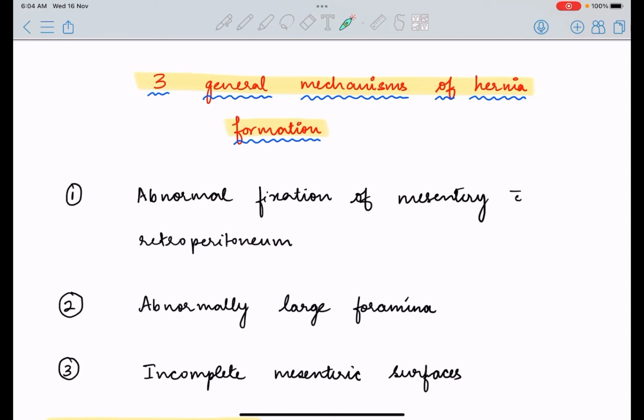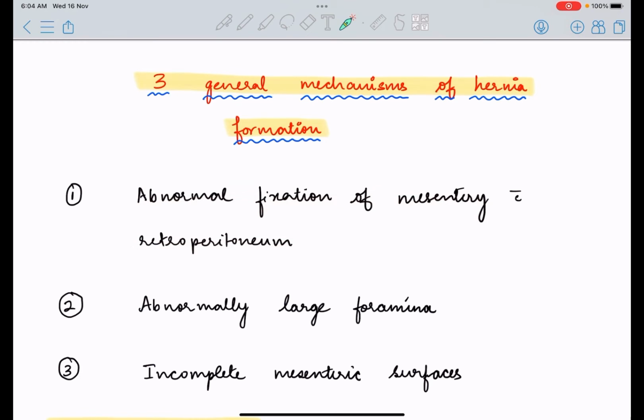So people have tried to work out why these hernias occur, and they have come up with three basic mechanisms. One is abnormal fixation of the mesentery with the retroperitoneum. That is, the mesentery which is supposed to be attached to the retroperitoneum does not get completely attached. So it leaves out spaces at the places where they are supposed to attach properly. Now through these spaces, the bowel can herniate. Therefore, the first mechanism is abnormal fixation of mesentery with retroperitoneum.